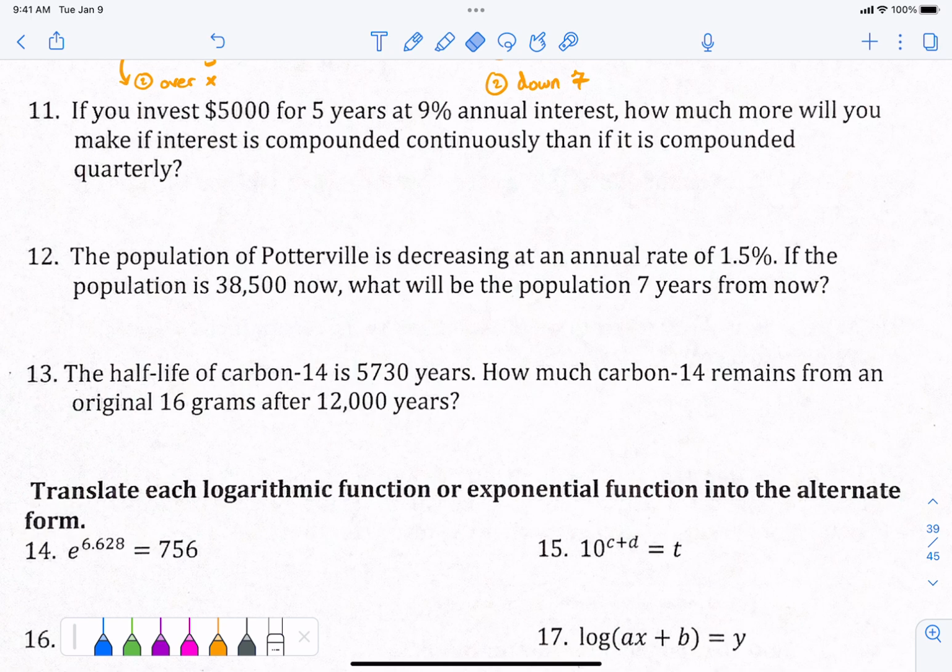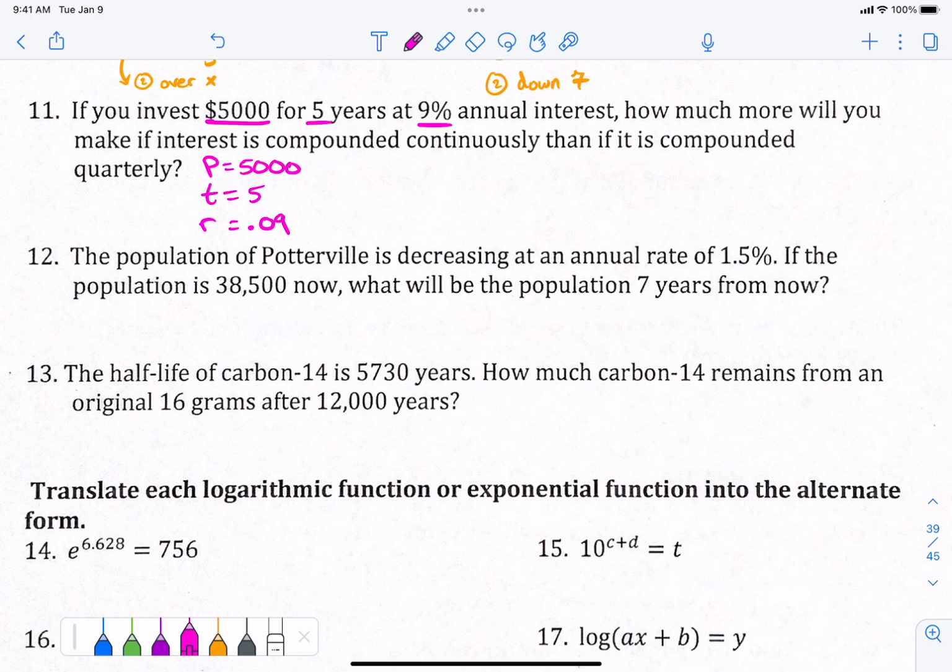All right, so 11. Here we go. You are investing $5,000. Let's just write down, what would that be? Principal. P is 5,000. I don't even know what the equation is yet, but we'll get to that. You are investing $5,000 for 5 years. That is time, T, at 9% interest. Rate, 0.09 if you move the decimal, okay?